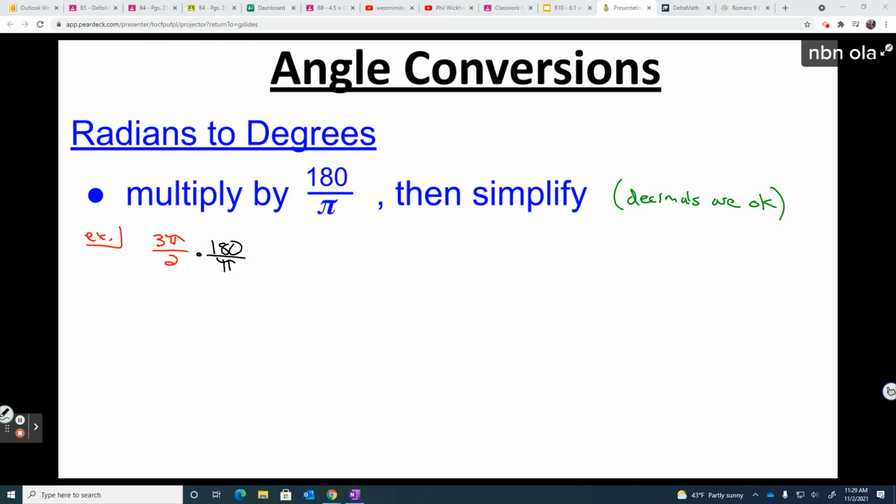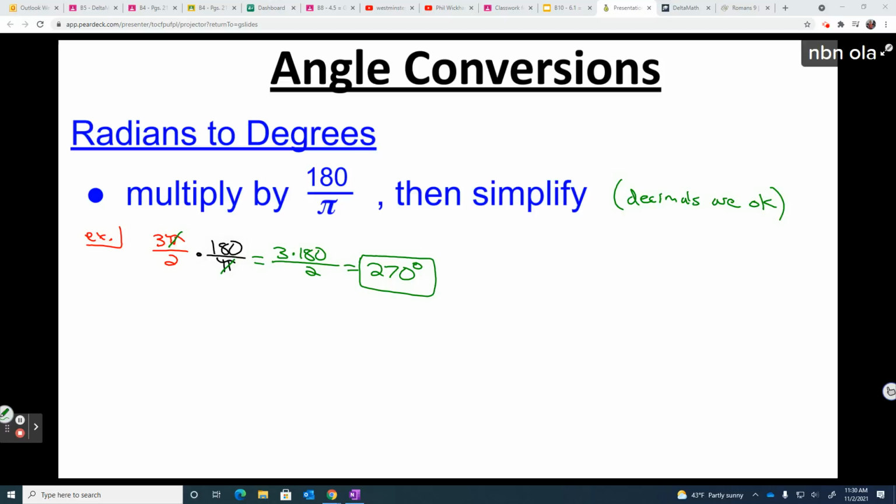And what normally happens is, notice we have a pi on the top and the bottom. So those are just going to cancel each other. You don't even have to type that in. If there's a pi on the top and the bottom, they cancel, which will be the case most of the time. So then it's just going to be 3 times 180, and then divided by 2. And you can just type that into your calculator. 3 times 180 divided by 2, and you get 270. So it's equivalent to 270.